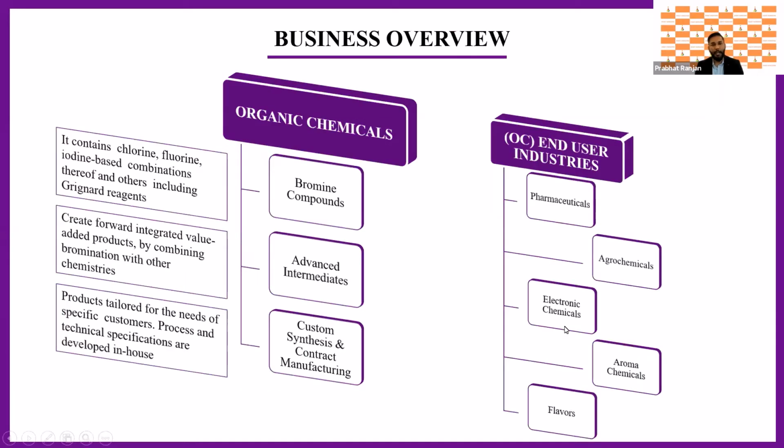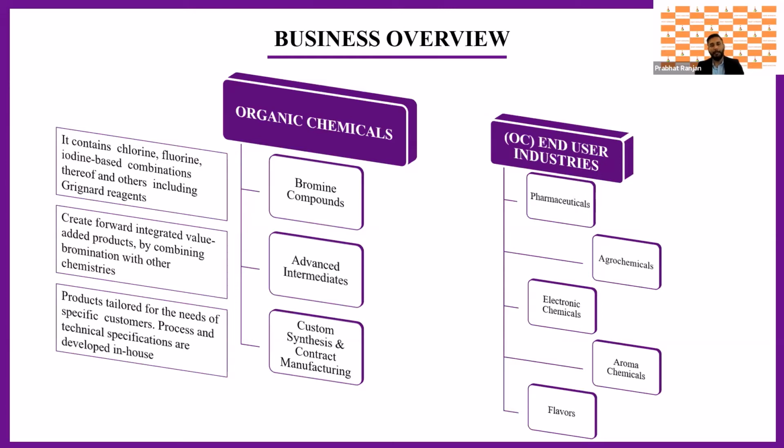Yeah. So if you look at the main products that the company is into, the company is mainly in manufacturing organic and inorganic chemicals, right? On the organic side, as I have just discussed earlier, it has mainly 3 verticals. The first is the bromine compounds, the second is the advanced intermediates, and the third is the custom synthesis and contract manufacturing, right?